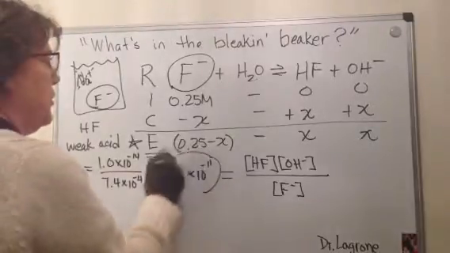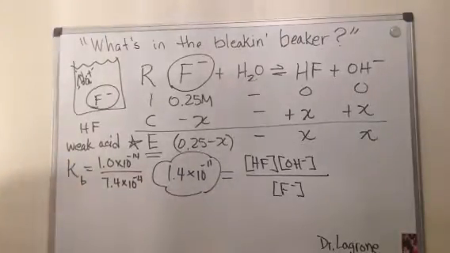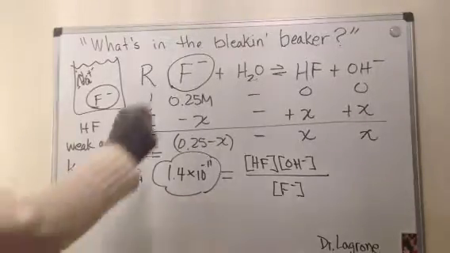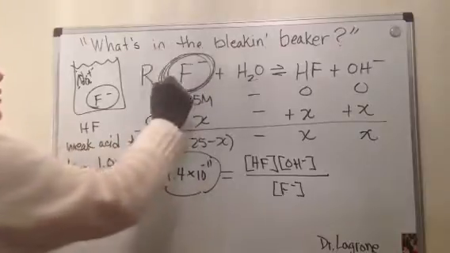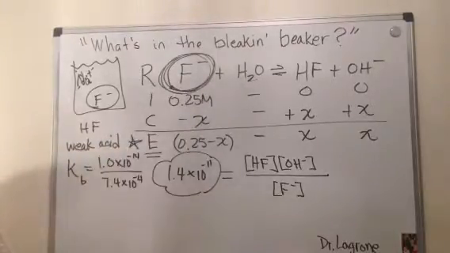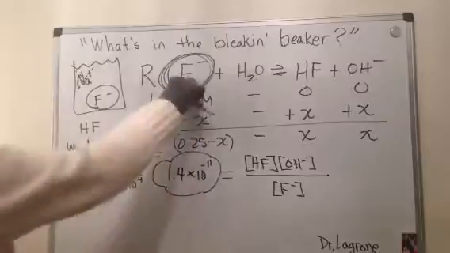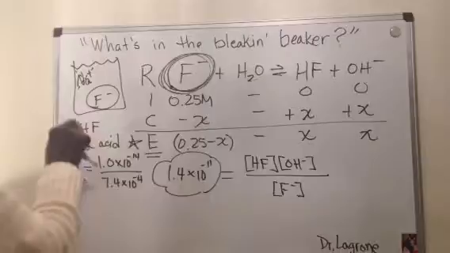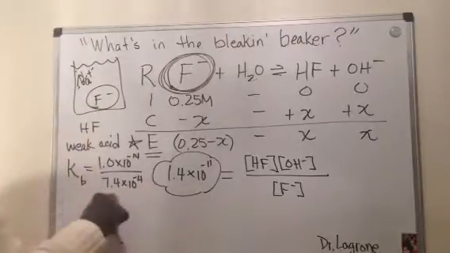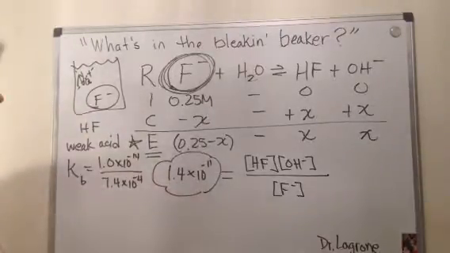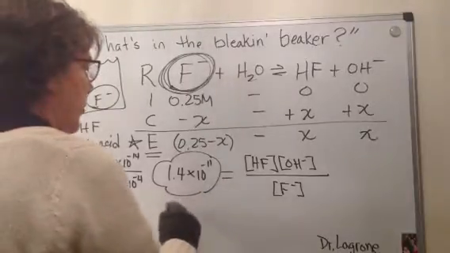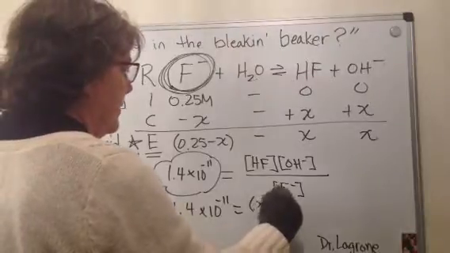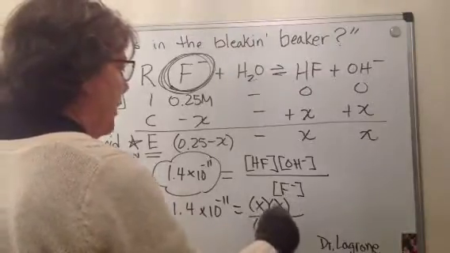So this is where most students miss it. If they miss hydrolysis, it's because they get confused on what K to plug in where. Let your reaction be your guide. You need the K for whatever's here, reacting with the water. If it's F minus, and they give you this in the problem, plug it in. But if they give you K for HF, then you have to do the ratio to get the hydrolysis constant. And then we end up with 1.4 times 10 to the negative 11 equals x times x over 0.25 minus x.